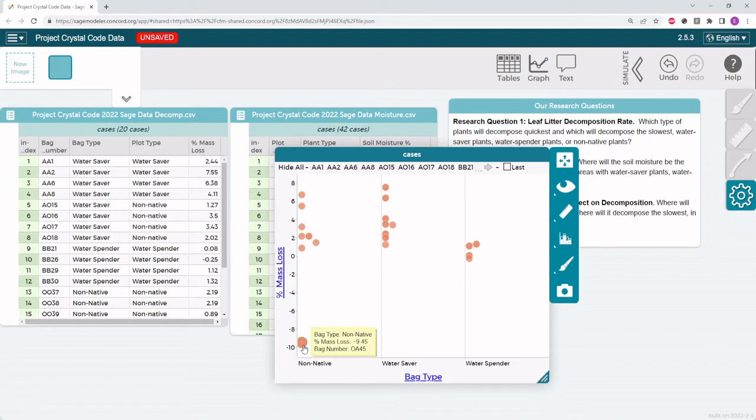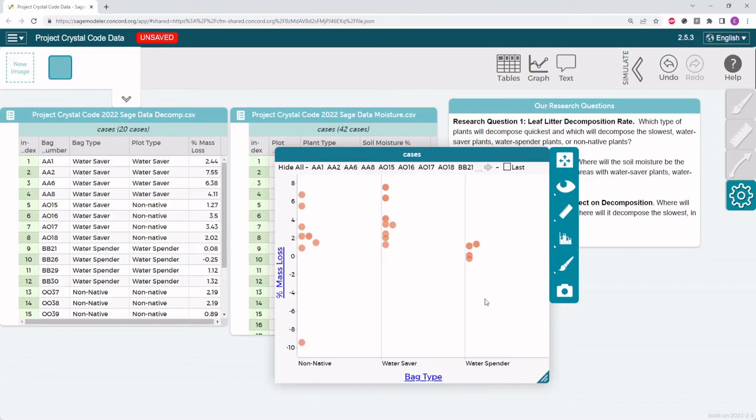So how could it have gained mass? Well, gaining mass can happen for multiple different reasons. It could be because some dirt was introduced into the leaf litter bag, or it may even be that a plant decided that it wanted to grow in there. So you can go ahead and go around and check some of these different points to see the percent mass loss at different types of plants: our non-native plant, our water saver plant, and our water spender plant.